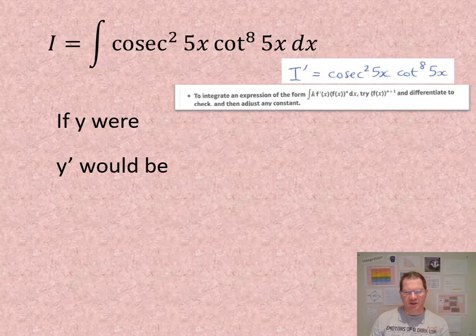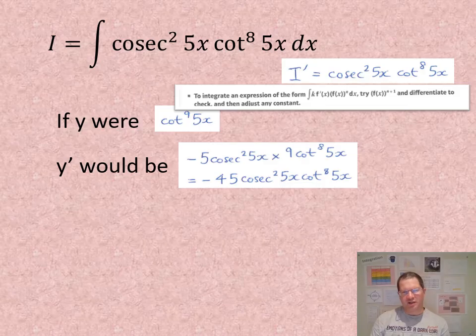Okay, so finally let's imagine we've been asked to integrate cosec squared 5x cot to the power 8 of 5x with respect to x. So I dash is cosec squared 5x cot to the power 8 of 5x, and that is of the form k f dash x f of x to the power n, because the differential of cot is cosec squared. So we've been asked to try f of x to the power of n plus 1, so that means trying cot 5x to the power of 9.